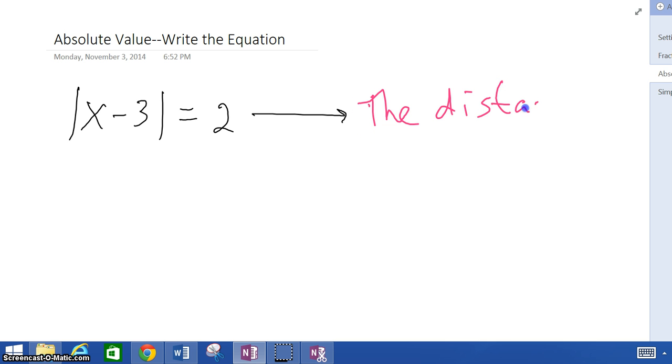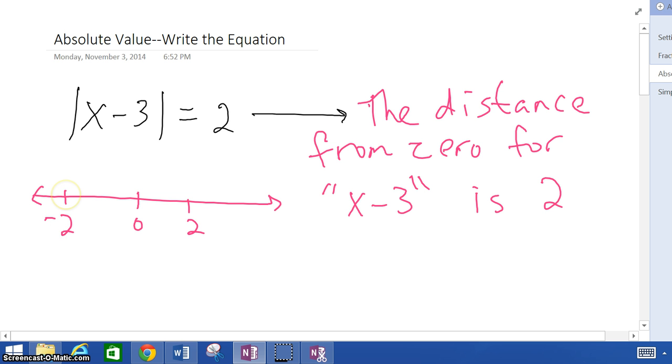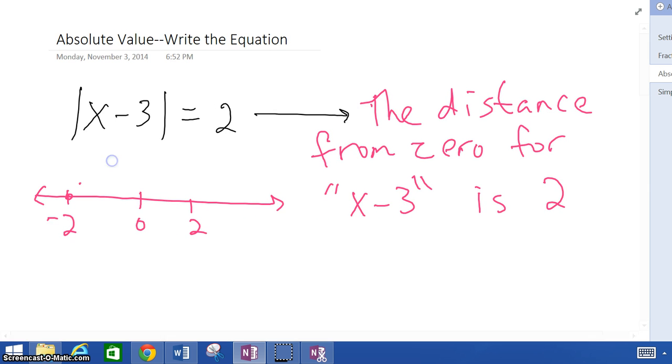So the distance from 0. I'm talking about the distance away from 0 for x minus 3. So when I'm looking at this on a number line, here's 0, here's 2, here's negative 2. These solutions, these dots here, these dots are for x minus 3. It's either there or it could be over there.